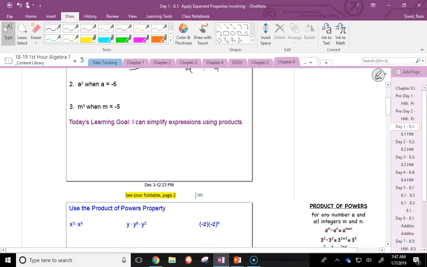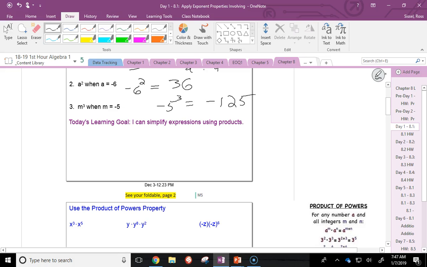a to the second when a is negative 6. So negative 6 squared, and that would give us 12. Wait, no, 36, positive 36. And then m cubed when m is negative 5. It's going to be negative because it's an odd exponent, so it stays negative. Negative 125.